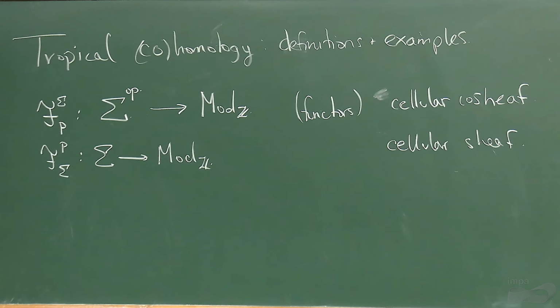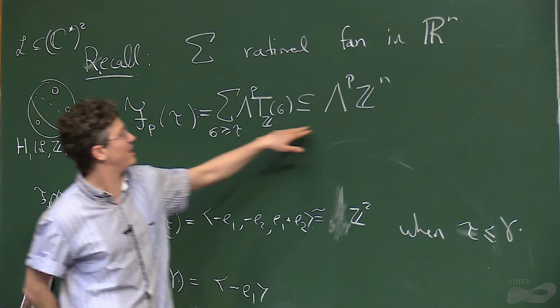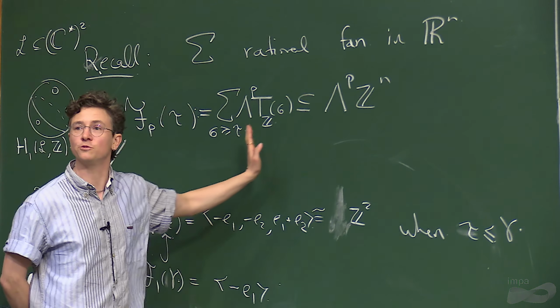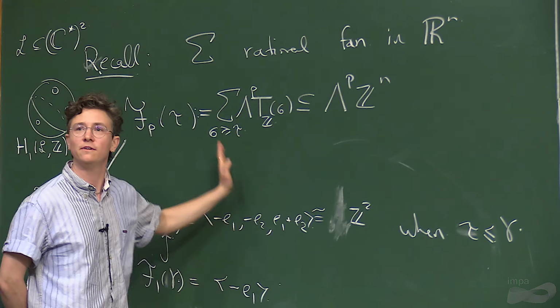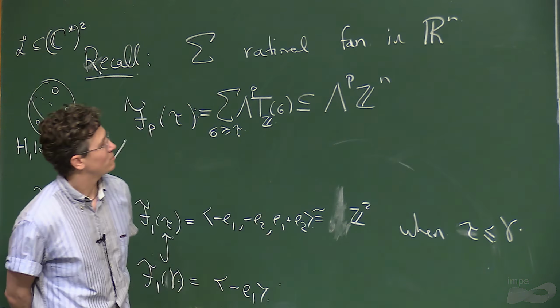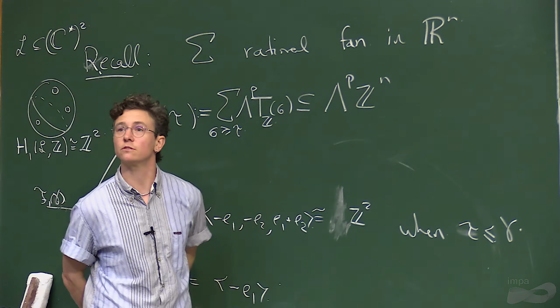So here I use the Z coefficients. I could also change, just tensor with Q, use rational or use real coefficients. These will all pop up later in the lectures, but the most basic one when we have a rational fan is that we can take integral coefficients.